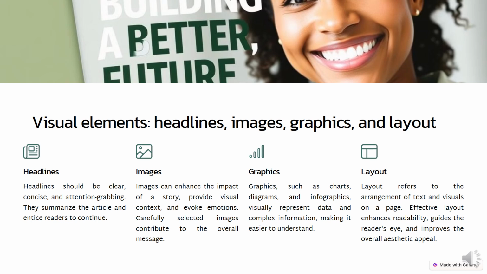What about graphics? Graphics such as charts, diagrams, and infographics visually represent data and complex information, making it easy to understand. Layout. Layout refers to the arrangement of the text and visuals on a page. Effective layout enhances readability, guides the reader's eye, and improves the overall aesthetic appeal.